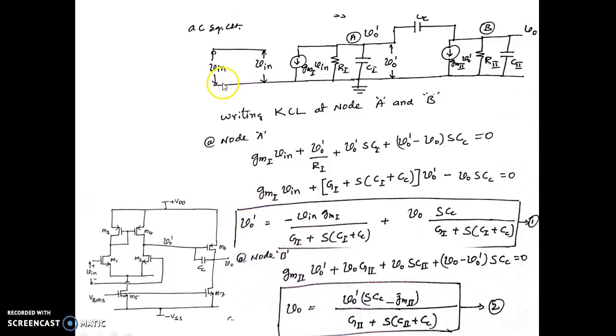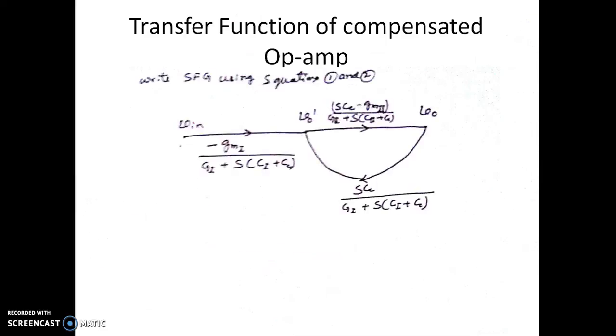Now since we have the nodal voltages V in, V0 dash and V0, we can use these as the three variables and write the signal flow graph to find the transfer function of this compensation network, that is the compensated two-stage op-amp. So that's what we are doing in the next slide.